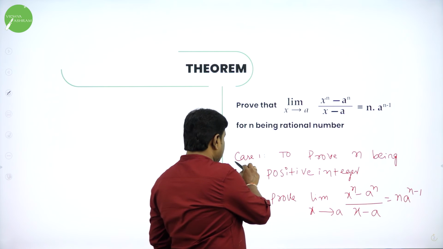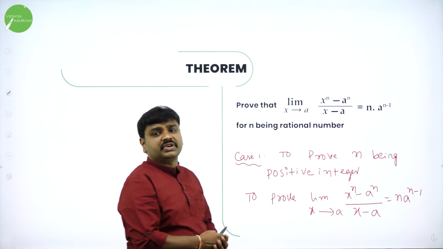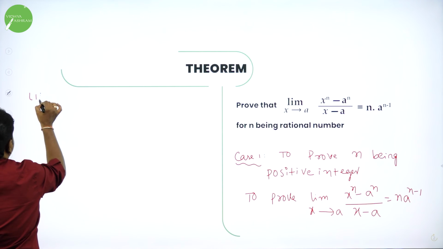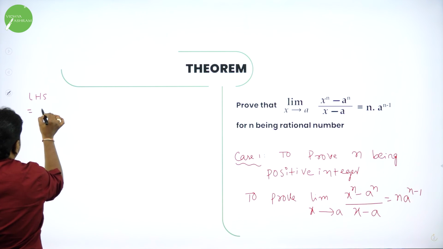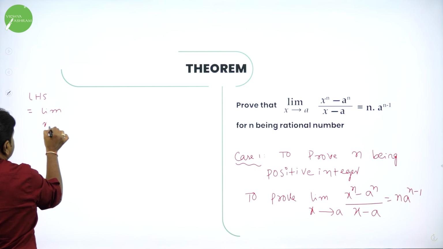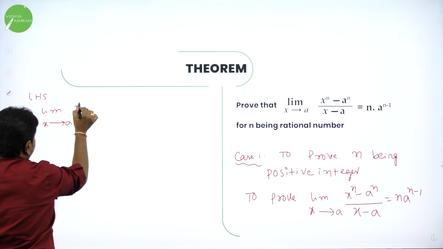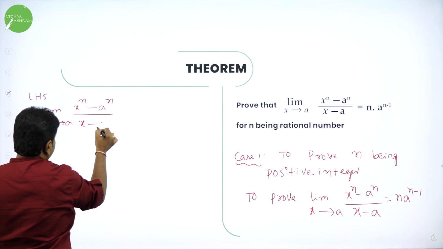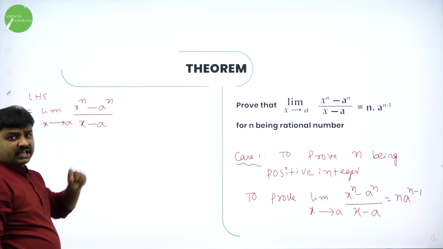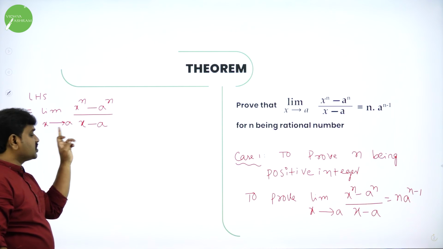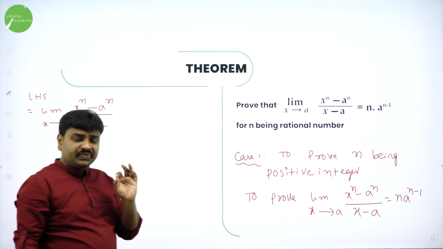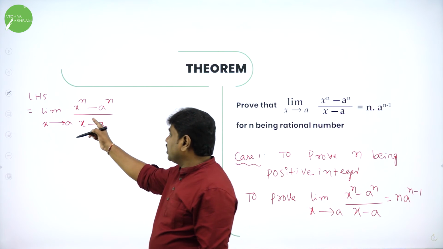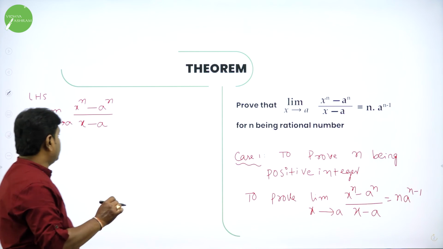What is case 1? Case 1 I am proving this for positive integers. So now we will take LHS. What is LHS? Limit x tends to a, x power n minus a power n divided by x minus a. Now I need to arrive at RHS. Numerator, see, x tends to a means in the place of x put a. In the place of x, if you put a, it will become 0 by 0. That's why you factorize the numerator.